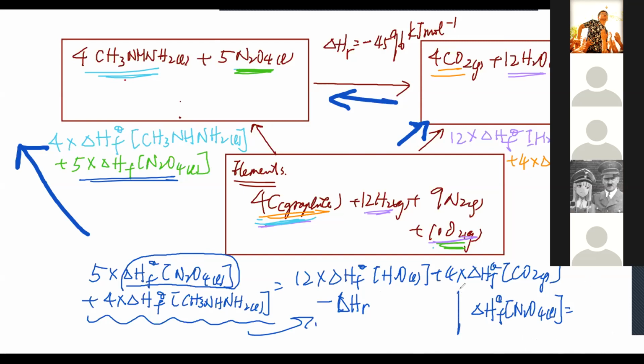How many of you got the answer for this? 60.4. No, not correct. What is that? No. What is the answer? No idea. All gone already. The answer is 20 kilojoule per mole.